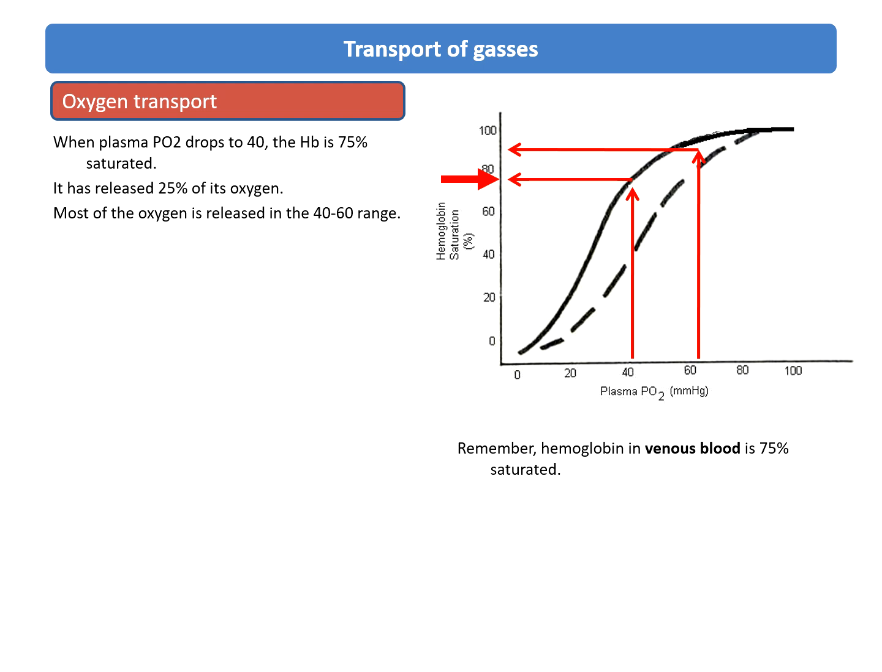Notice that most of the oxygen that's bound to hemoglobin that is being released is released in the 40 to 60 range. Saturation drops from 90 to 75. 15% of its oxygen has been released.